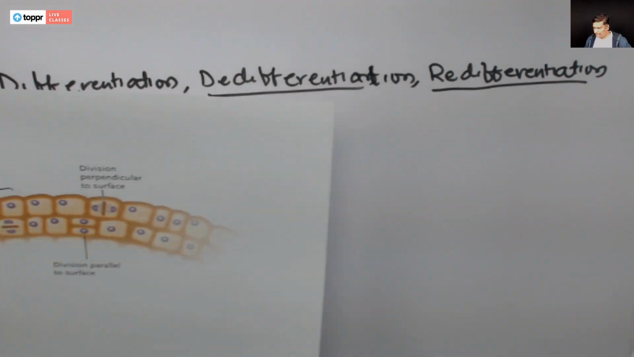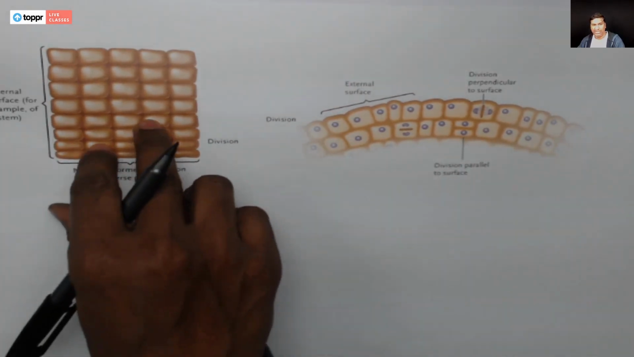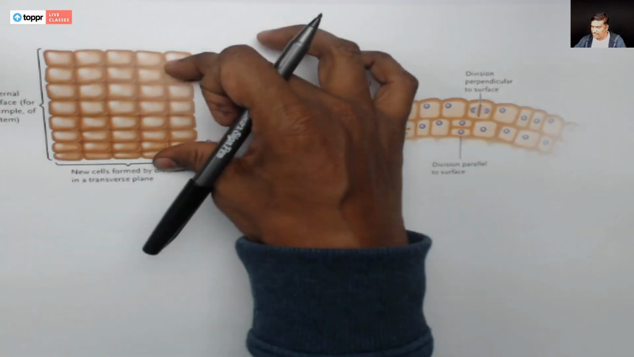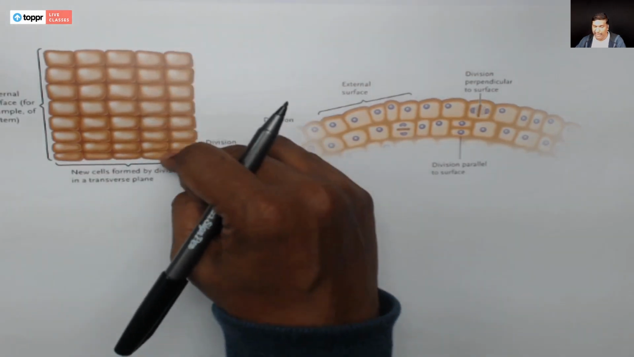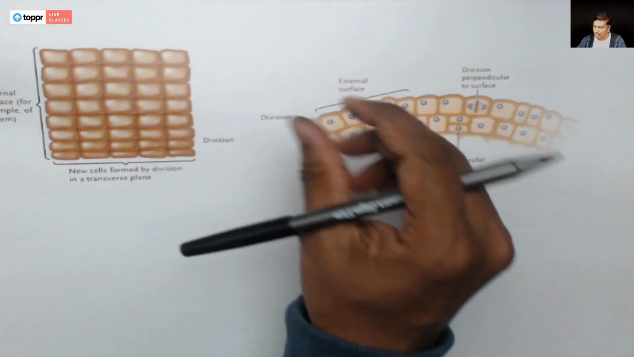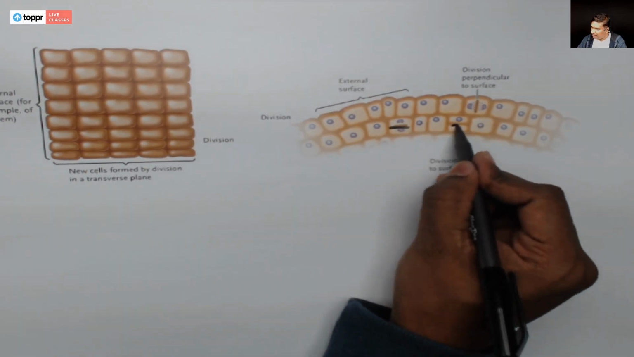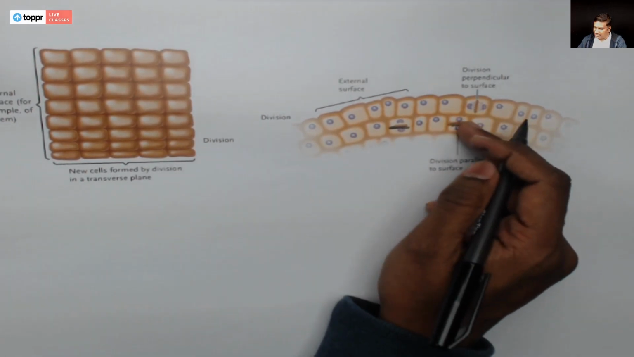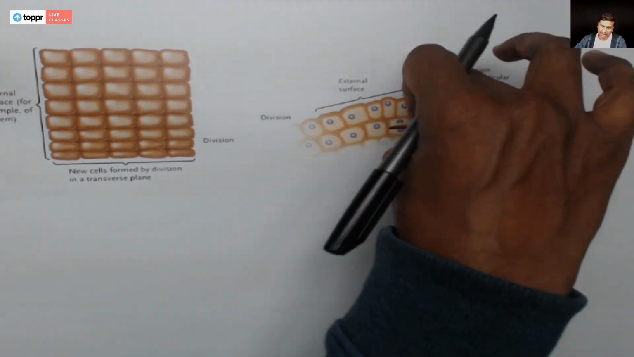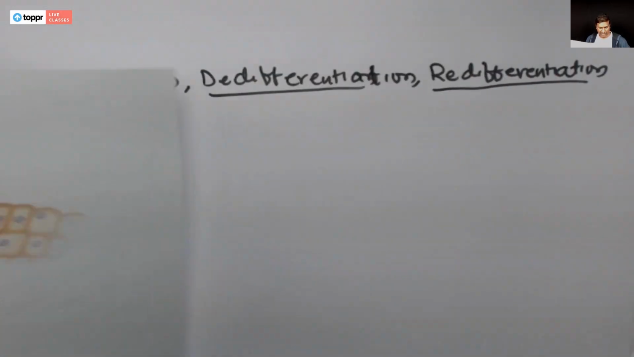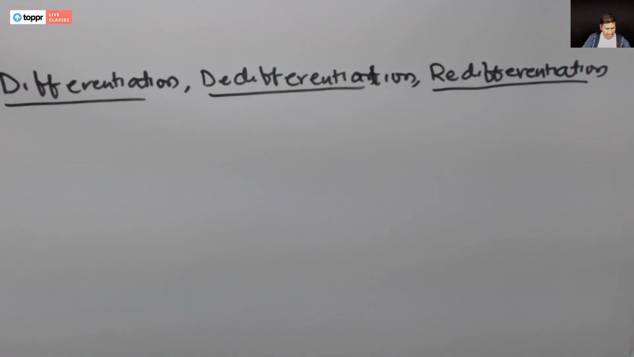Before moving on, this is something which I wanted to show you. When the cells divide in an apical and basal fashion, you see the increase in length, and when they divide in a radial fashion, that is radial expansion, they increase the thickness of the stem.